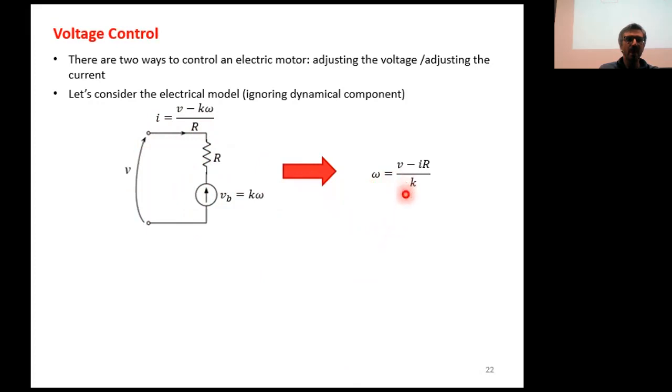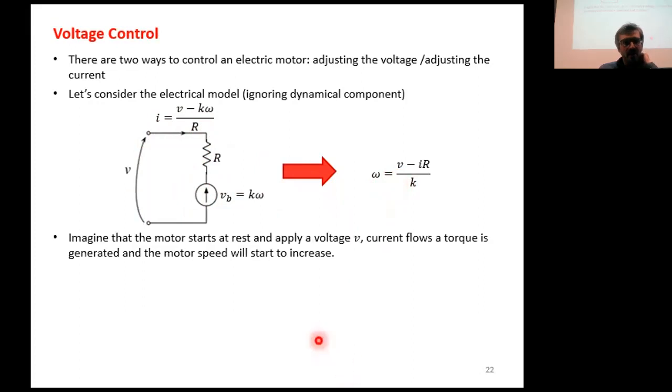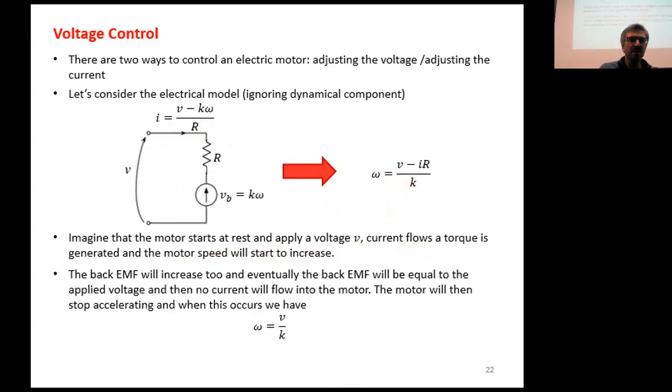And if you have this torque, let's assume that the motor starts at rest, and this current flow creates a torque that starts to accelerate the motor, and the motor speed starts to increase. But as the motor speed increases, we have a back EMF that also increases. And when the back EMF increases, it reduces the available current, because the current is the difference between the voltage and the back EMF.